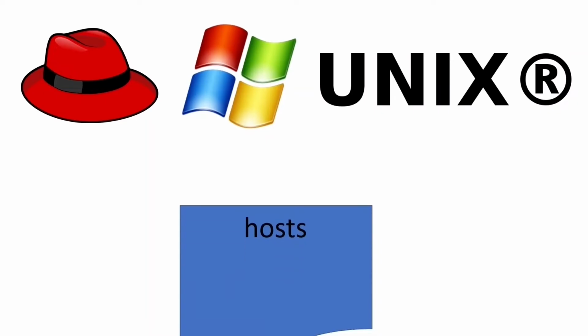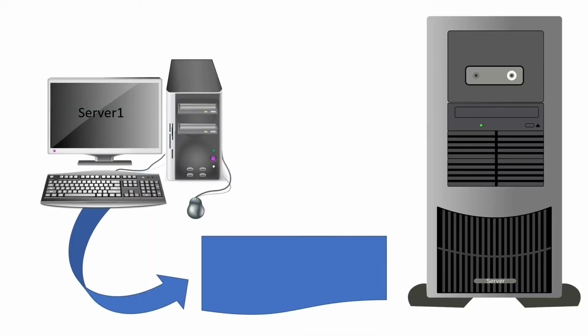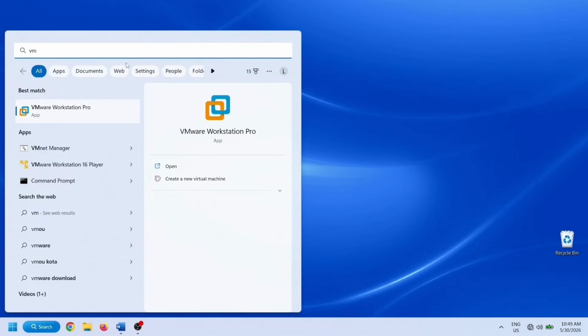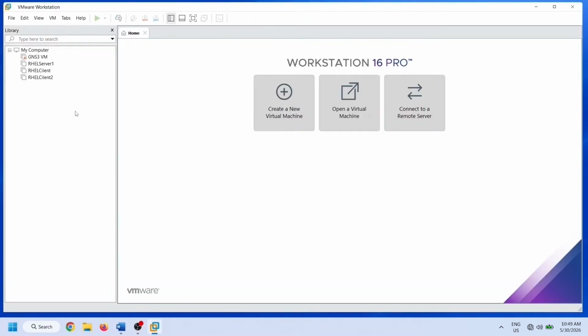All operating systems include a file called hosts. You can use this file to map IP addresses and names. Each time you access a network resource, the operating system checks this file to find the corresponding IP address. To illustrate this process, I will use the virtual lab I set up to explain RHCE exam topics.